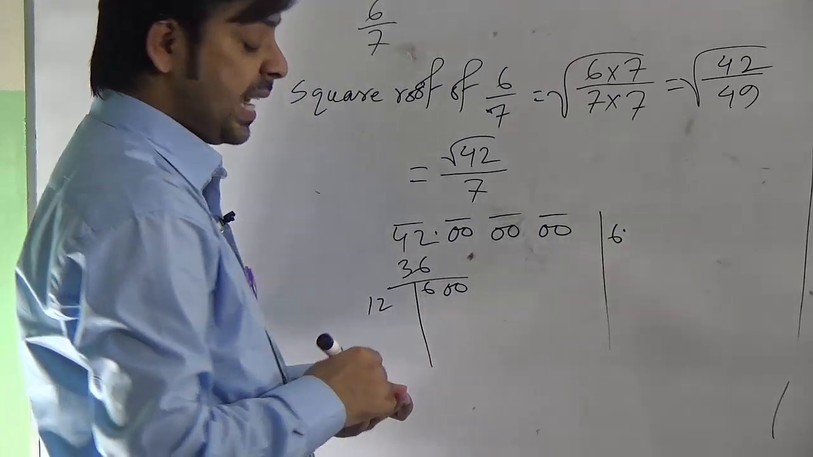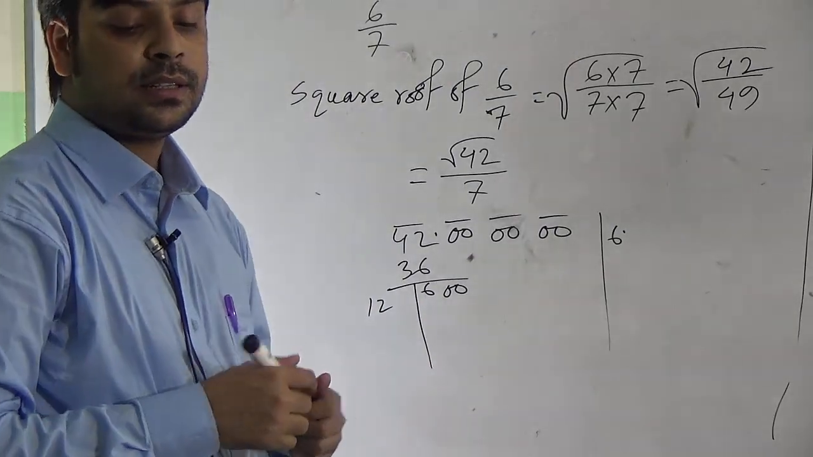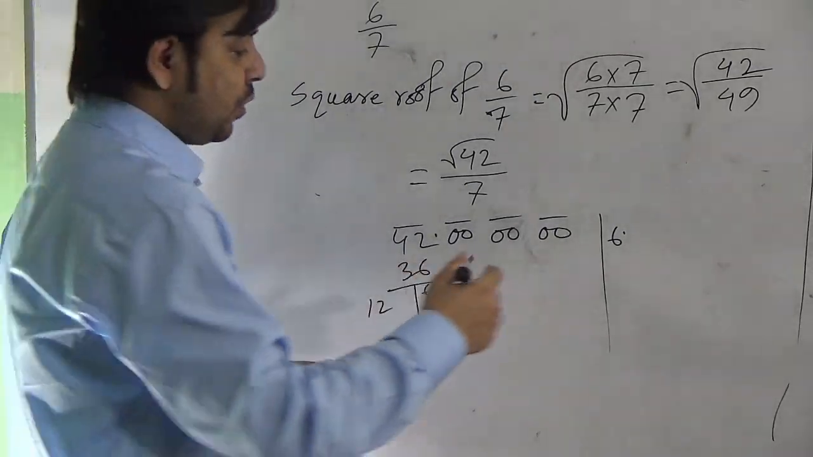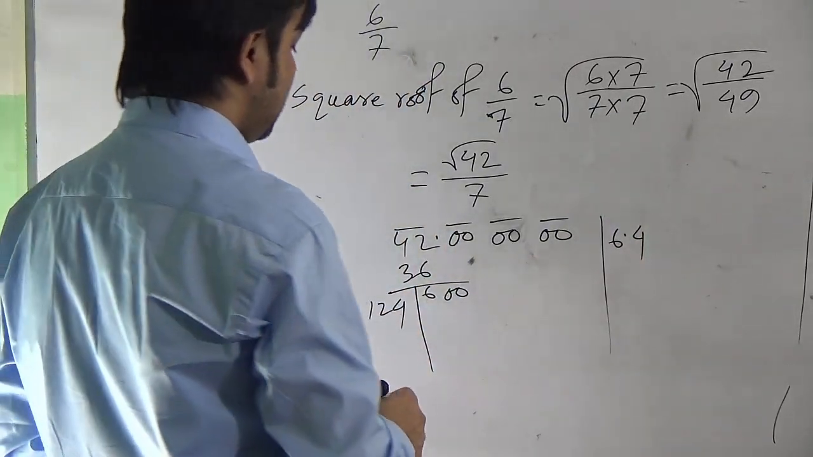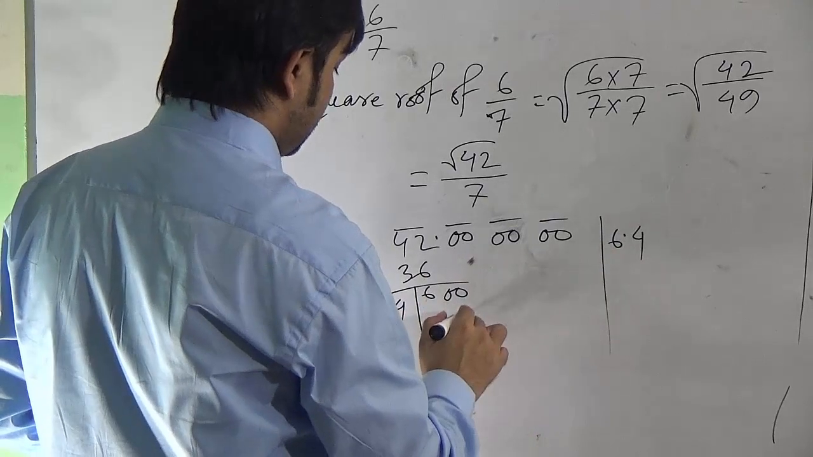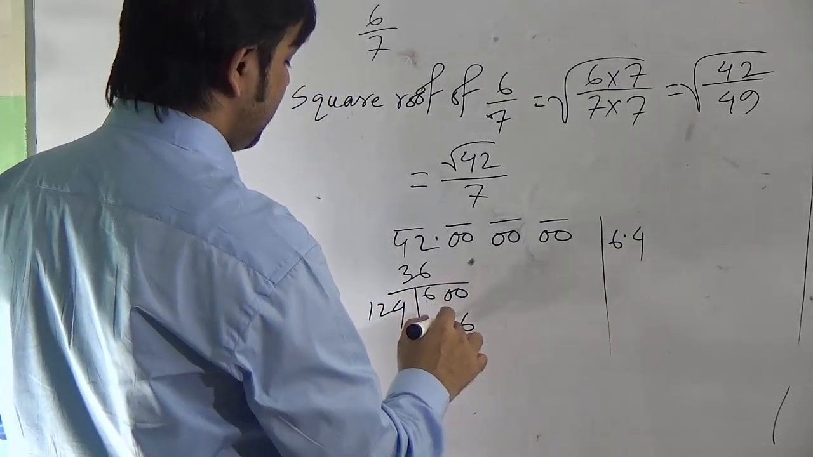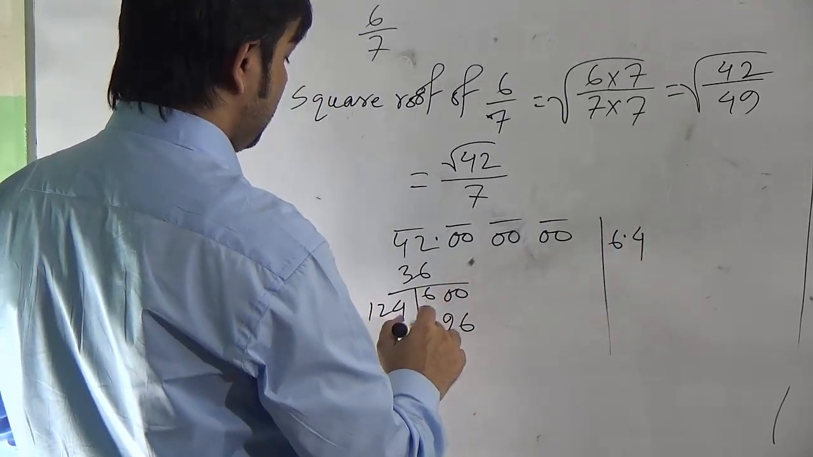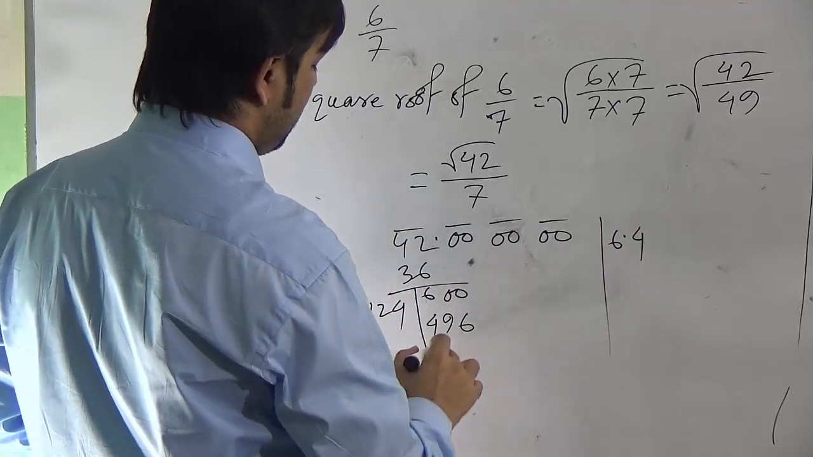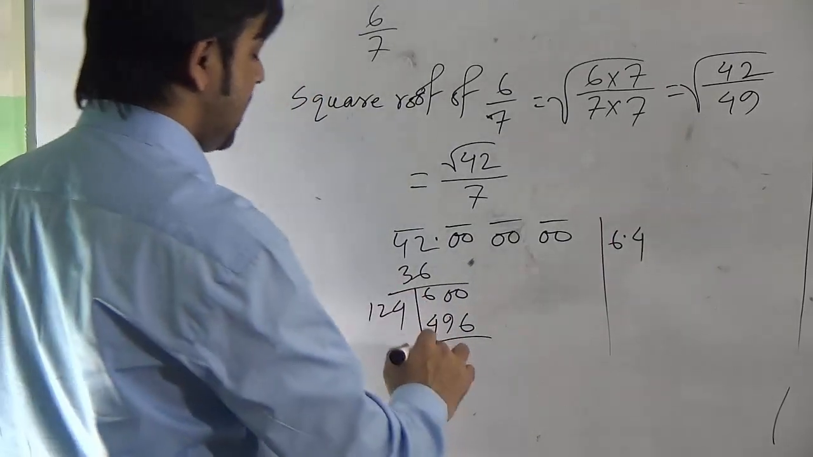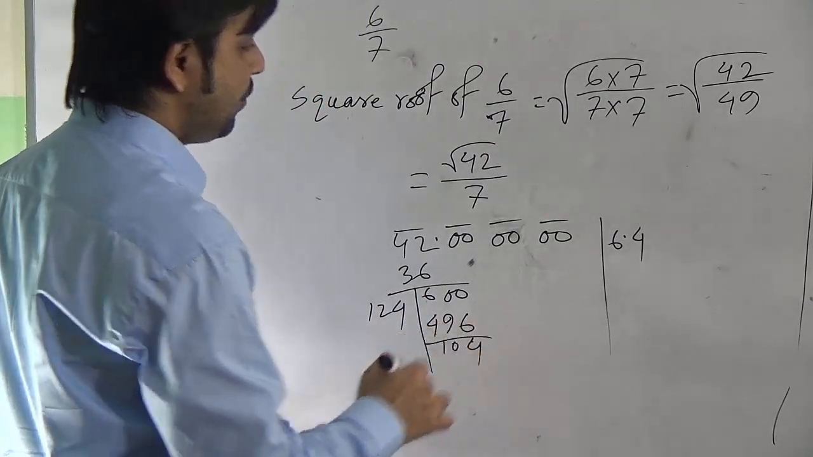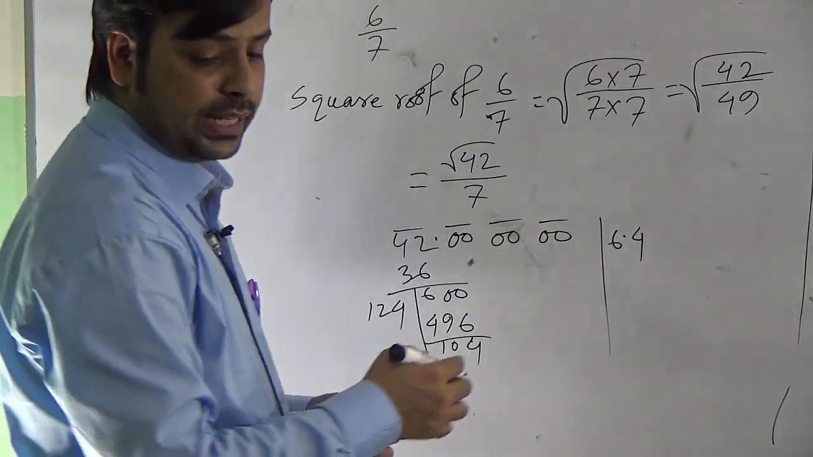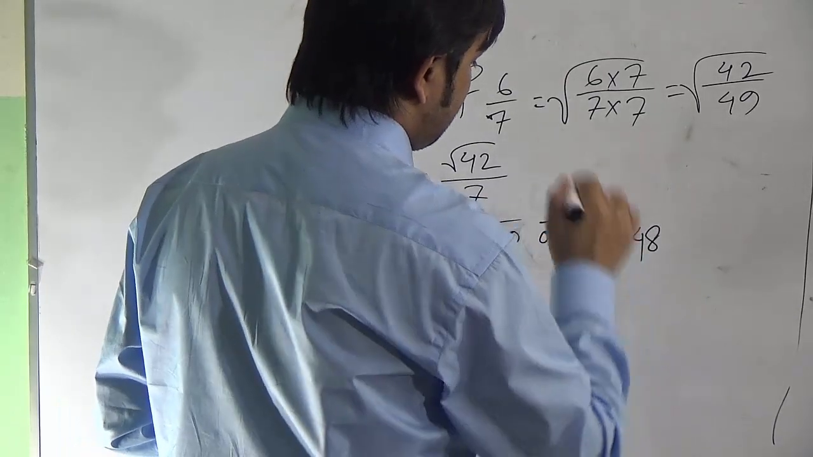Now how many times can we take? Now we can consider 4 times. If we consider 4 times, it will be 4 4s are 16, 4 2s are 8 and 1 is 9, 4 1s are 4. 496. If we subtract, we will get 104. Now we can consider 8 times.